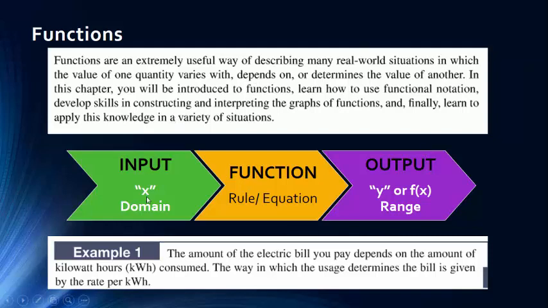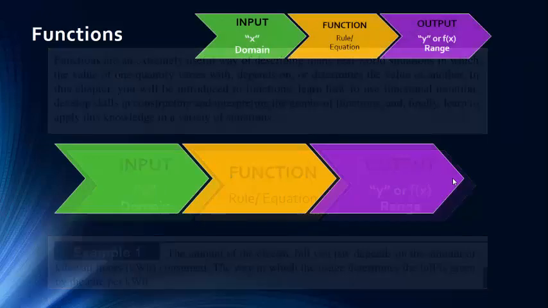Well then, the input would be the number of hours you used electricity. The function or the rule would be 10 cents times x. So your electric bill, your y, your output, equals 0.1x, if indeed your electric bill was 10 cents per kilowatt hour. So your input is the number of hours you use electricity. The rule or equation is the rate of pay times x in this example, and then the output is what your electric bill would be.